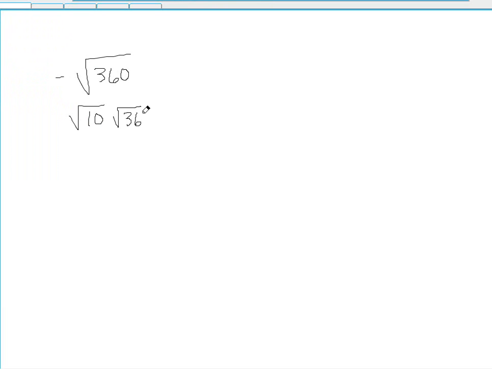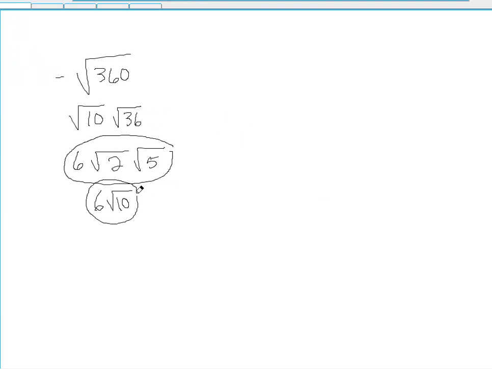Okay. Right off the bat, the square root of 36 simplifies to just the number 6. You could attempt to factor the square root of 10, but that's as far as you're going to go. So it depends on what the programmer will accept as an answer. If you write this as the final answer, and I don't think this is multiple choice. No, it is multiple choice. Okay, good. That kind of leaves no doubt.